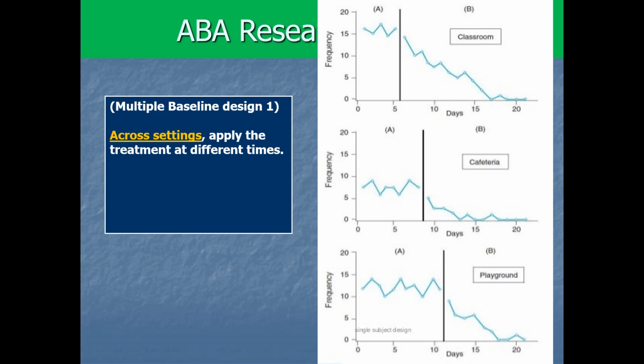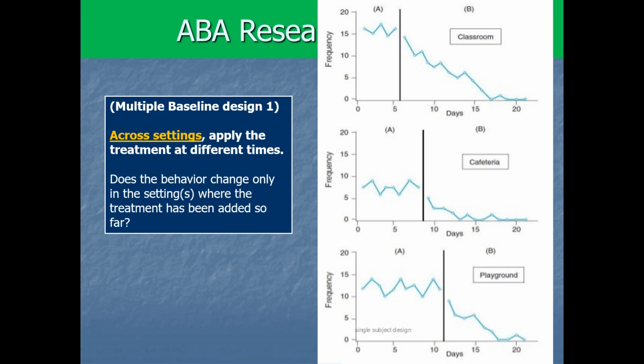So we're at this point at the 12 or 13 day mark or whatever. Now we're actually doing the treatment across all 3 contexts, and we continue measuring the behavior for a while to see where it levels off, where it goes to. So what we're looking for is this, like, does the behavior change only in the setting or settings where the treatment has been added so far? Like, that helps build the logic that it's indeed the treatment that's causing this behavior to decline.